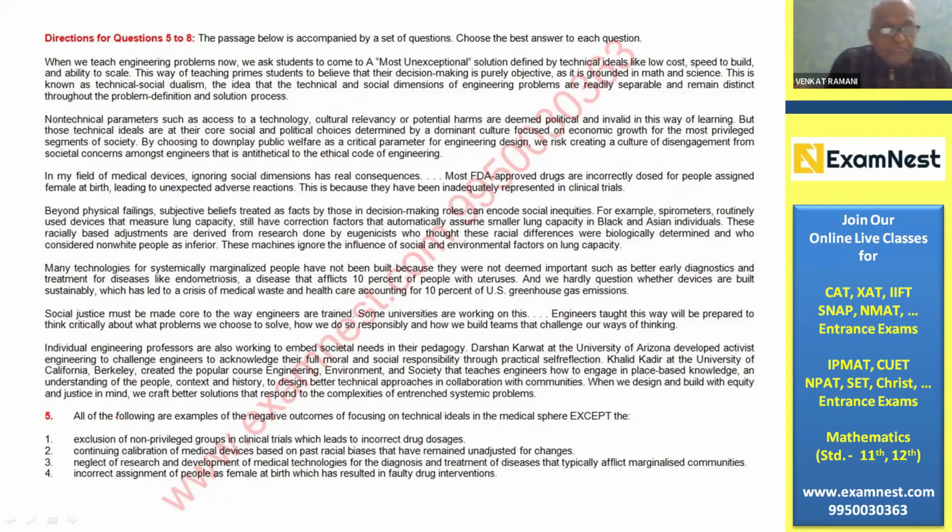Now, the next passage in short is about not being too objective in the study of engineering.